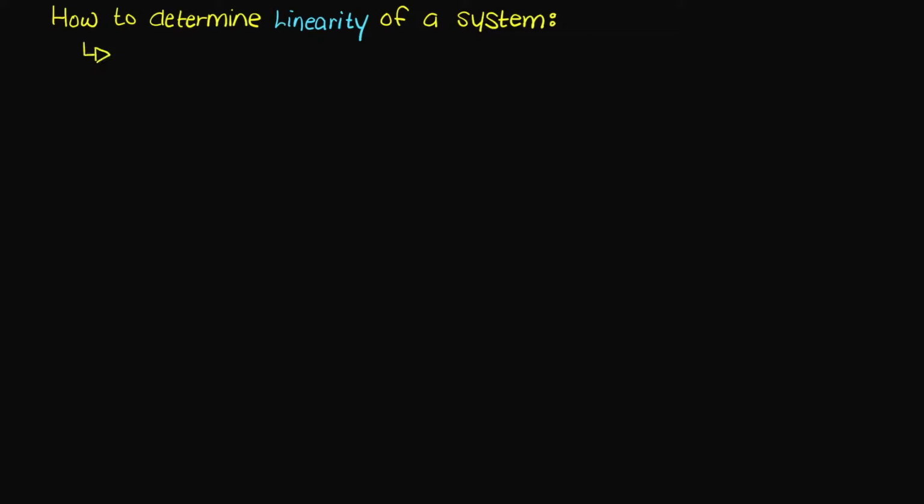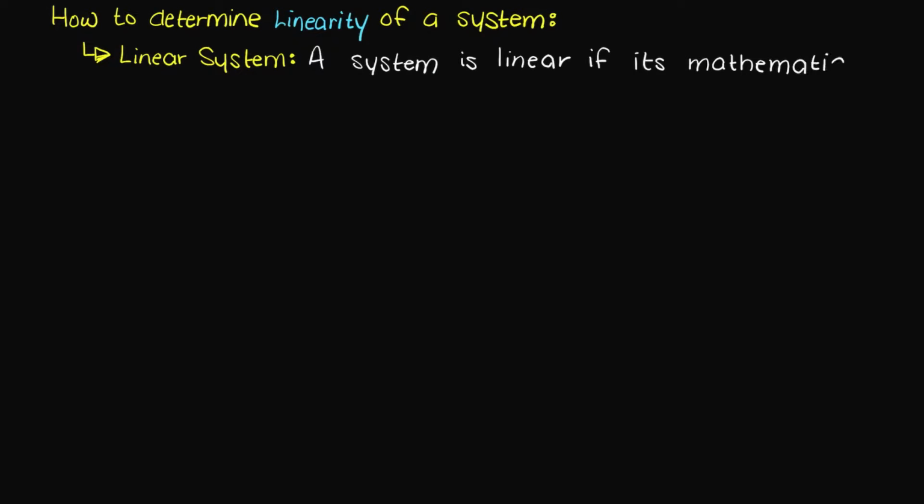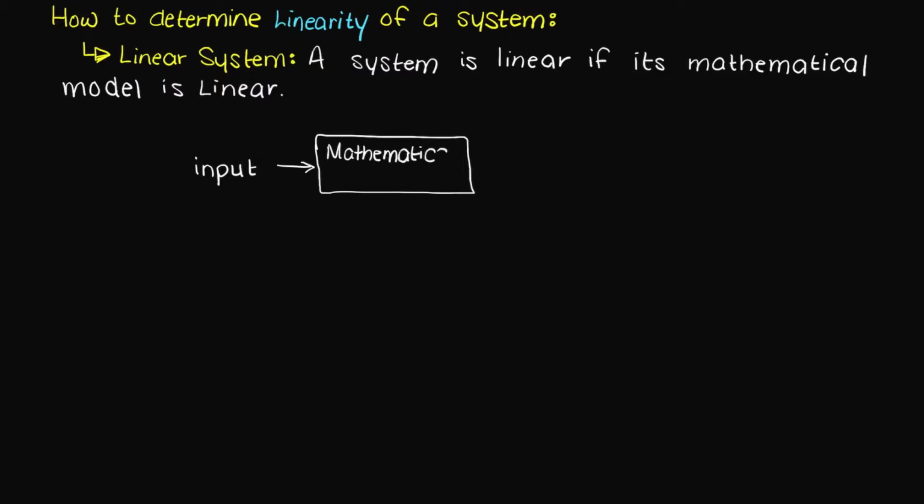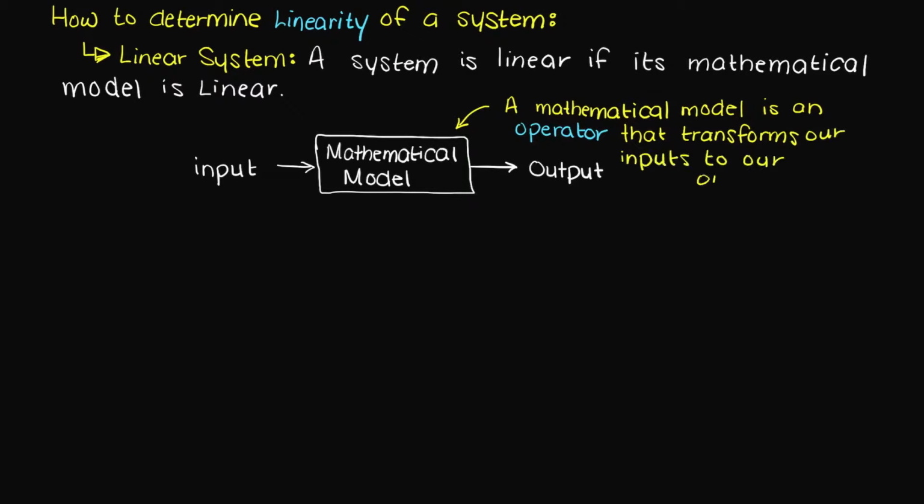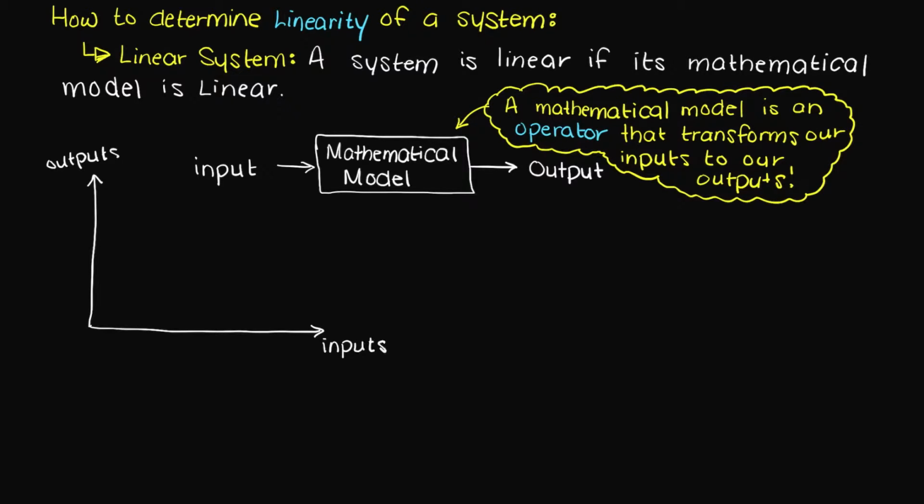In this video I want to talk to you about how we know if a system is linear or nonlinear. First, what is a linear system? A system is linear when its mathematical model is linear, otherwise it has to be nonlinear. So think of this as a straight line on a graph in terms of our input to our outputs.